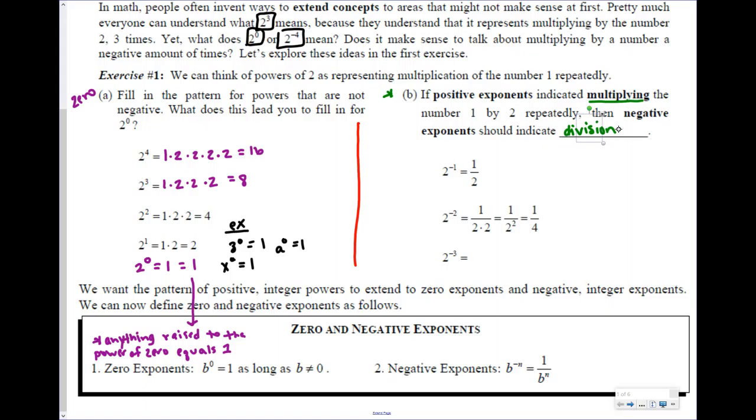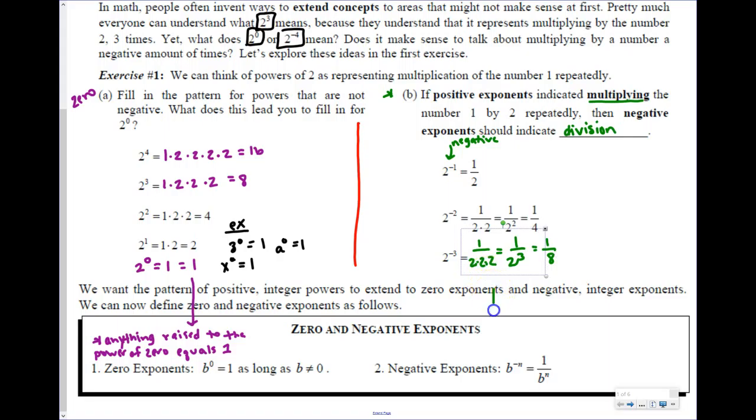So if we have something raised to a negative exponent, like negative 1, we're really saying we're going to take 2 and divide it that many times. So for 2 to the negative 1, we get 1 divided by 2. Because keep in mind, we always have that invisible 1, just like we had in the multiplying. So then 2 to the negative 2 would be 1 over 2 times 2. To keep going with that pattern, 2 to the negative 3 would be 1 over 2 times 2 times 2, which would give us 1 over 2 to the third, which would give us 1 over 8.